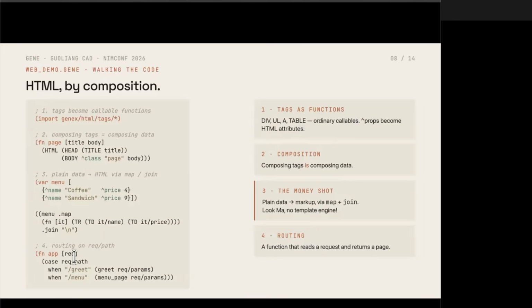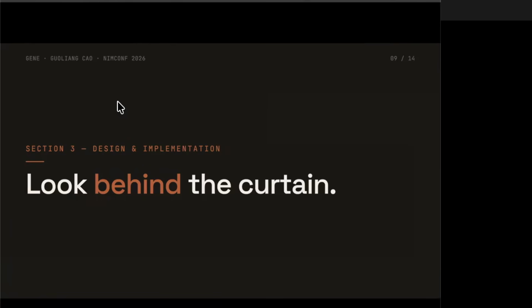And the application itself is another function. It takes a request object, and then we look at the paths in the request, and based on which path it is, we call a different function for a different page. So now we understand better what Gene is. Let's look behind the curtain to see how it's designed and implemented.